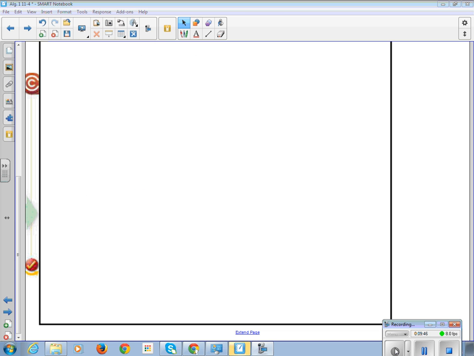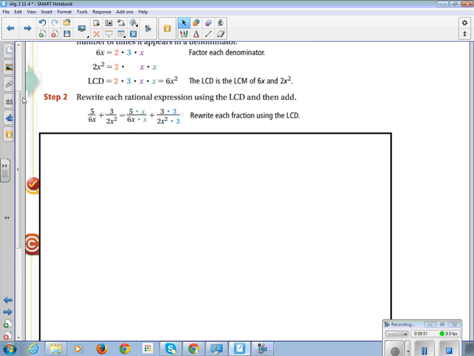Then you multiply each item by what it's missing. So I want 6x squared. If I look at x squared, I've got to multiply it by an x because it was missing this little x guy. So I multiply the top and the bottom by the x. If you look at the 2x squared, it is missing this 3. So I have to go give him the 3 over 3.